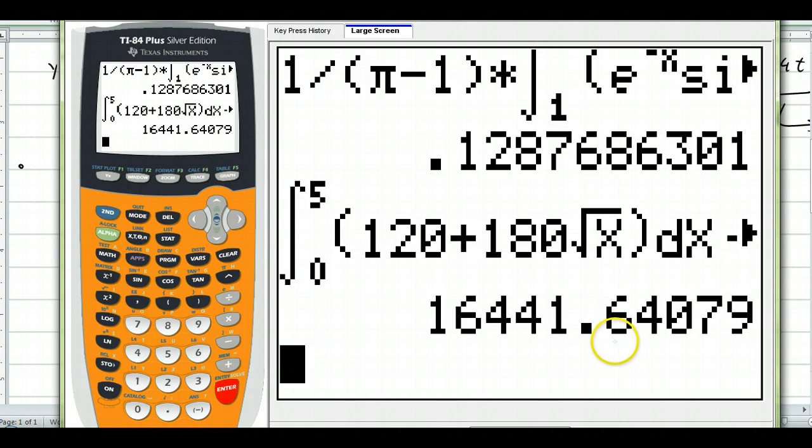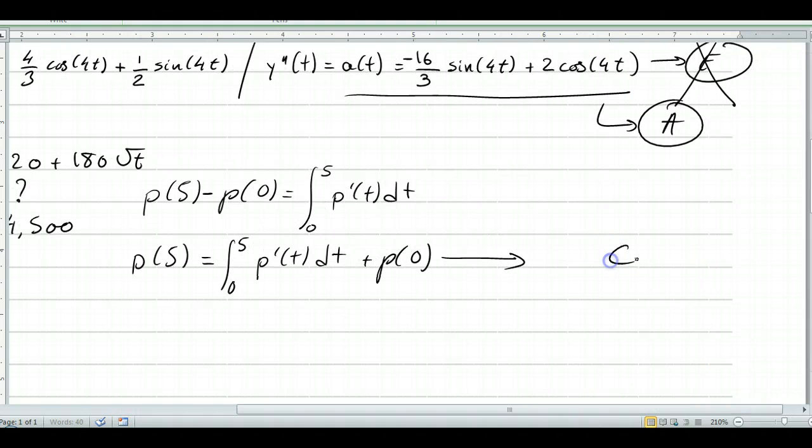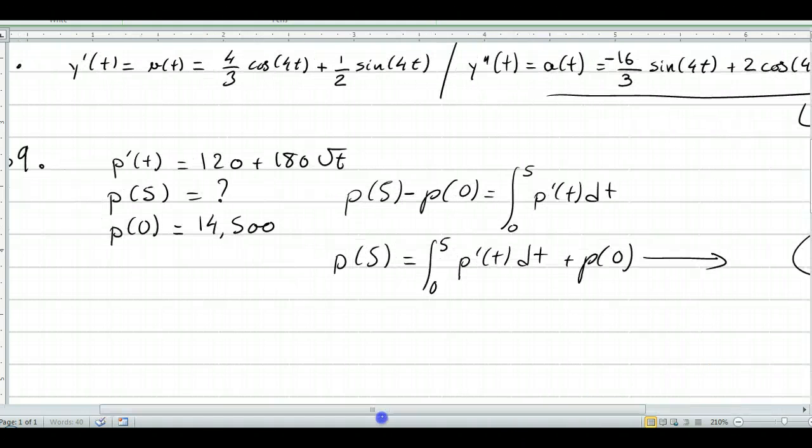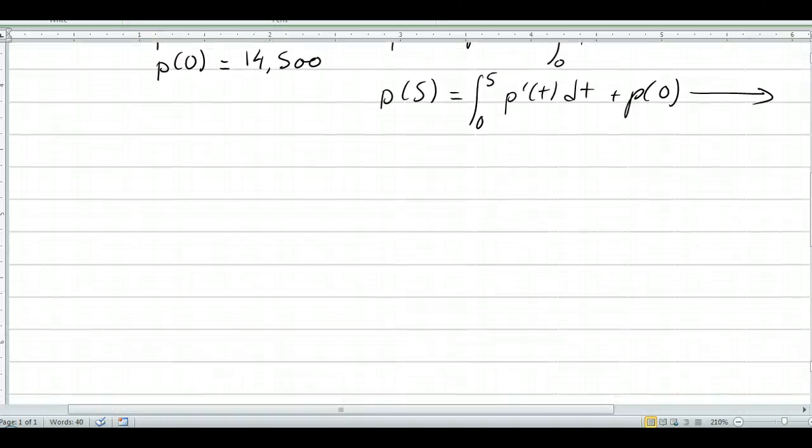16441.6. So there's only one possibility, and the answer should be C, right? The answer is C. According to what they're giving me, I would say C. And this is question 39. And 39 is actually C. Good. Let's move on. Question 40.